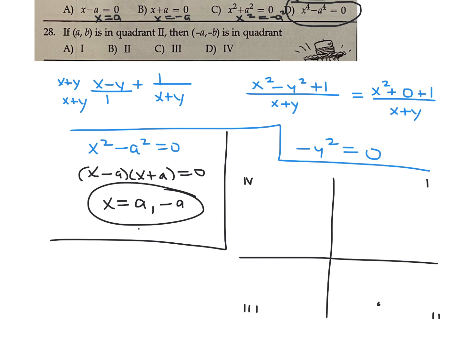So something here. Let's say this is 3 and this is minus 3. So this is 3, minus 3. So if you're doing the negatives, it would be minus 3, 3. So minus 3, 3 would be approximately here. So that looks like quadrant 4 to me. So that would be D for number 28.